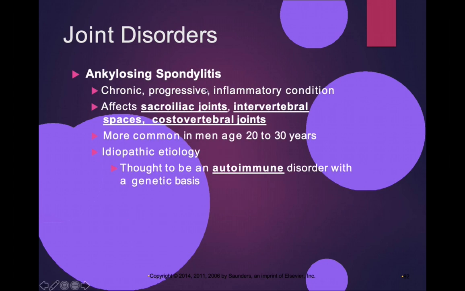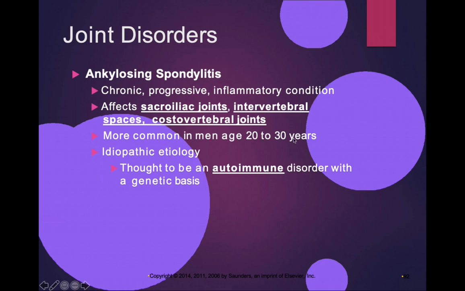Let's look at AS, ankylosing spondylitis. It's a chronic progressive inflammatory condition. It affects the sacroiliac joints. We typically abbreviate that as the SI joint, the junction between the sacrum and the ilium, and then it moves up, right? It kind of ascends. It starts at the SI joint, then it moves to the intervertebral discs and the vertebra, and then it moves up to the junction between the vertebra and the ribs, so it can affect respiration and lung expansion.